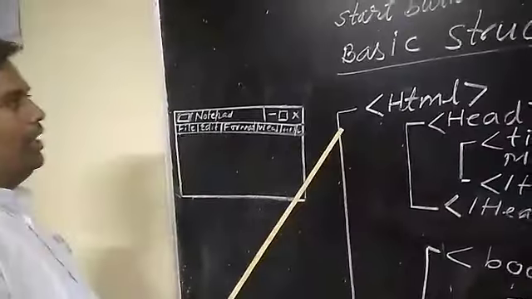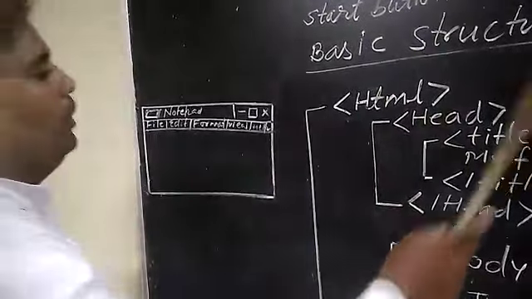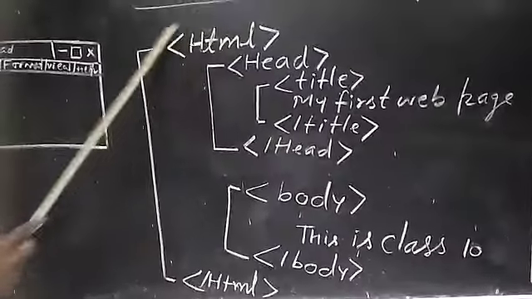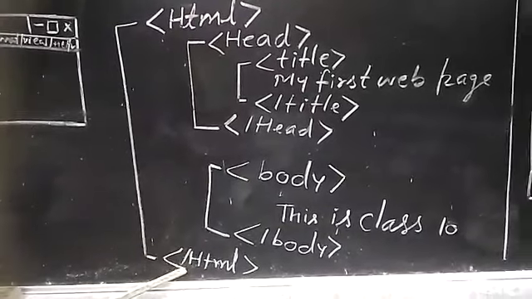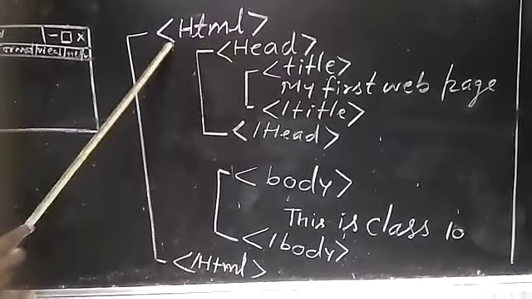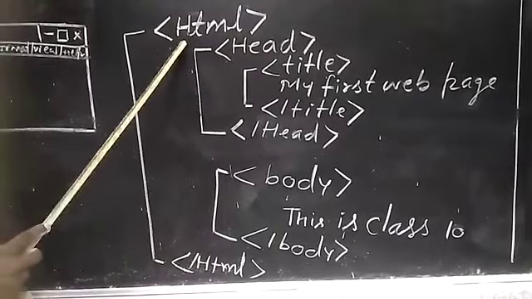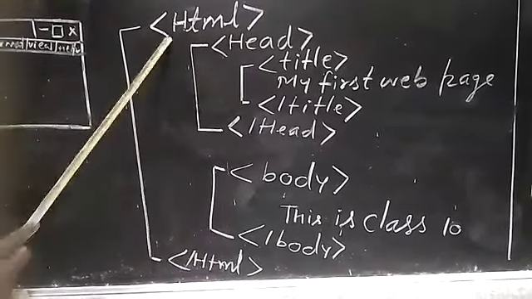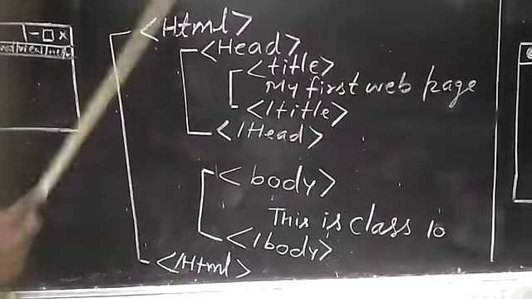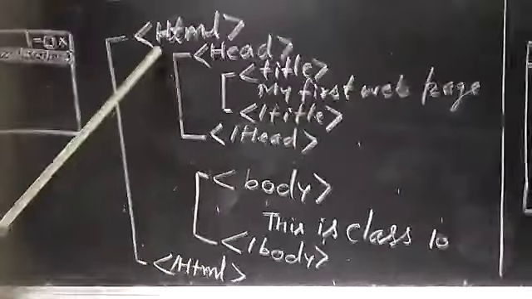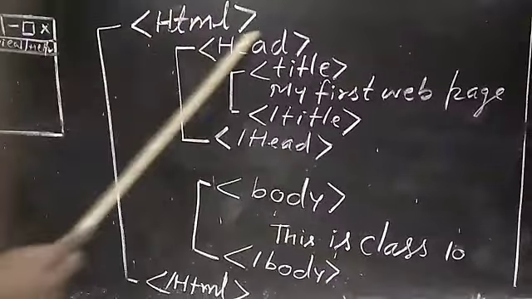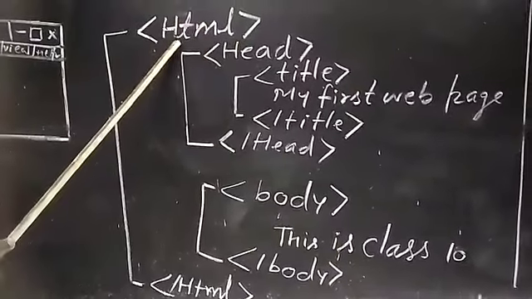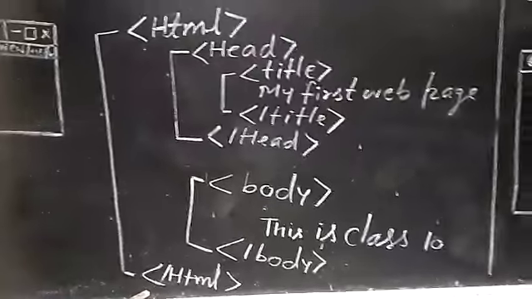So students, how do we write HTML code? First of all, I am going to tell you the basic structure of HTML. Students, it will start with the HTML tag and it will also end with the HTML tag. What is the meaning of the HTML tag? It tells the browser that the document we are writing is in the HTML language. So from the beginning of the code we write HTML, and at the end we must write HTML closing.